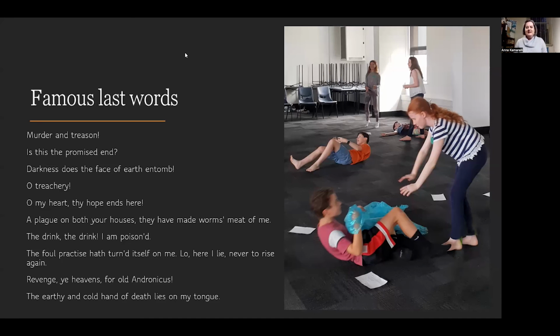And this is my gold standard, trophy-winning, give them this exercise and just do that and they'll be happy forever exercise. I call it Famous Last Words, where everybody gets a page of things people said in Shakespeare just before they died, and they get to choose the line they want to say and then die spectacularly. And that one is an absolute delight.